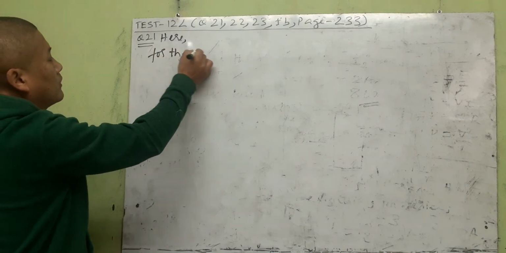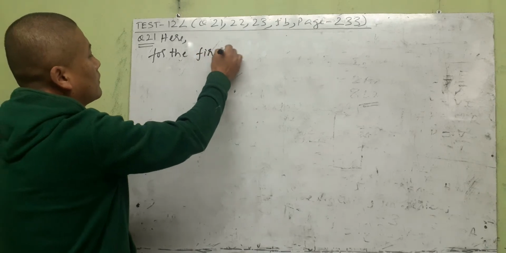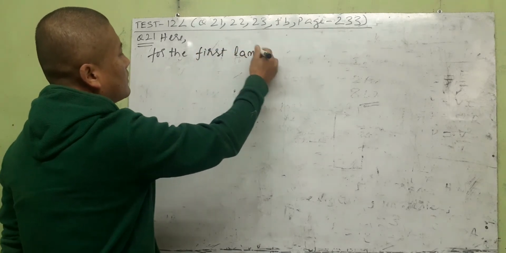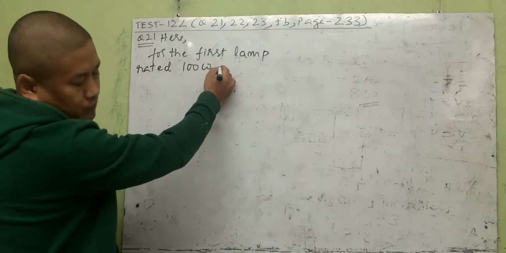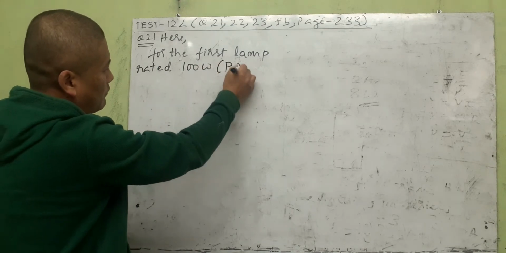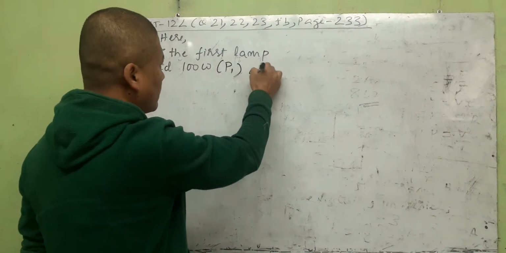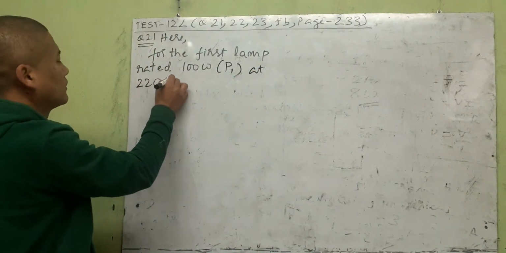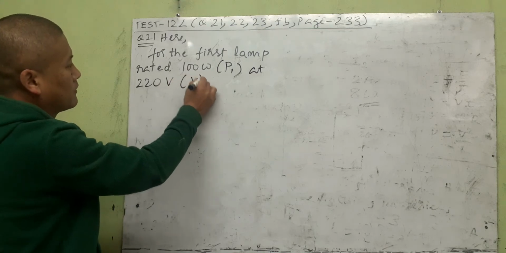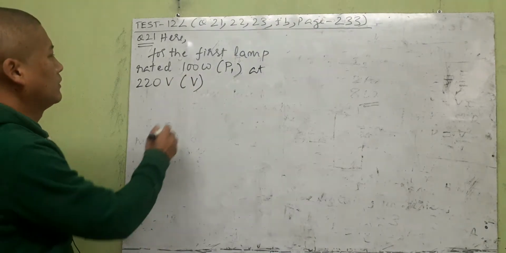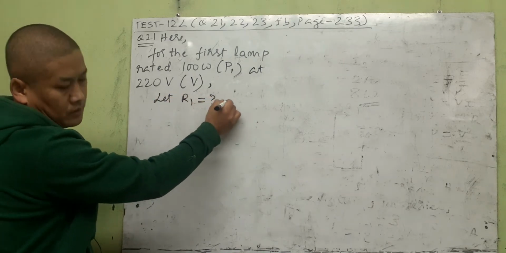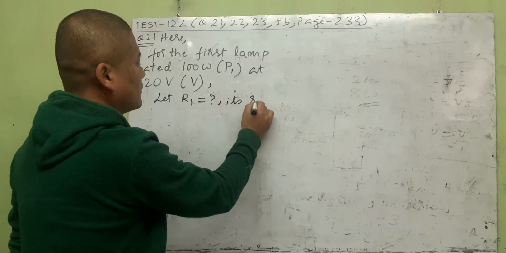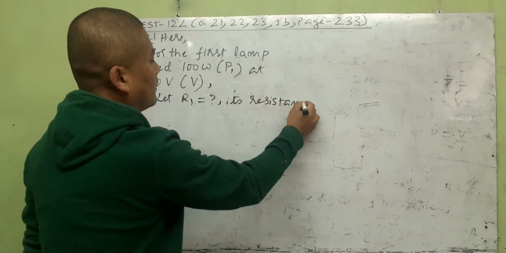Looking at the question, you can write for the first lamp, means electric bulb only, lamp rated, according to textbook language, 100 watt. Let us put this one as power, watt is power, so P1, at 220 volt, the question is saying. So this is the voltage V. For this, let R1 be equal to question mark, its resistance for the first lamp. And let us find it out.